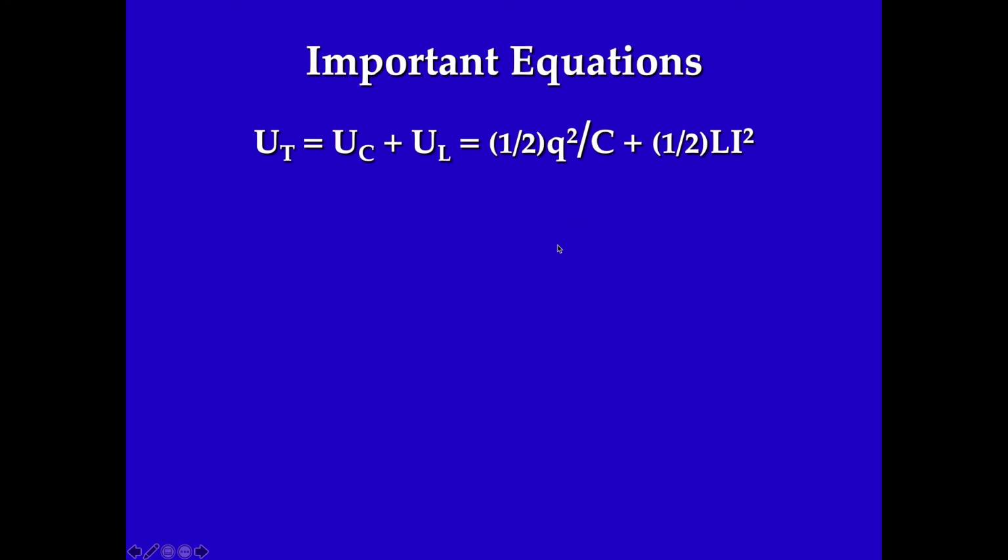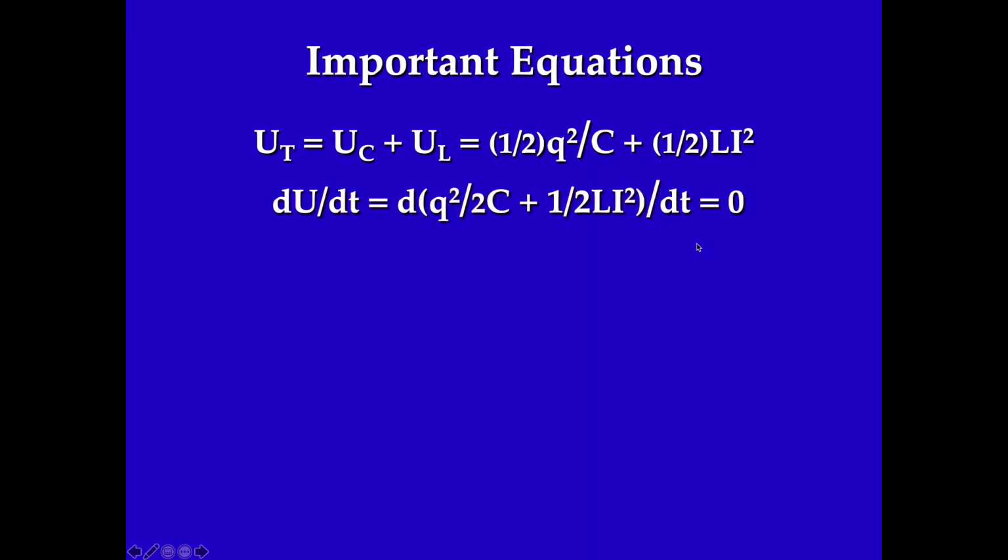So your total energy in your circuit at any time is the energy stored in the capacitor plus the energy stored in the inductor. If I take a time derivative of this, since energy is conserved and I have no energy losses, the derivative of this function with respect to time is zero.